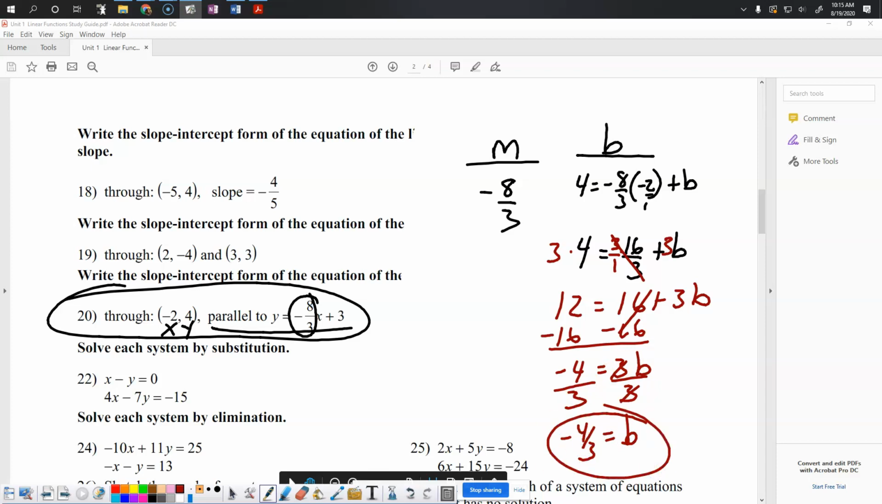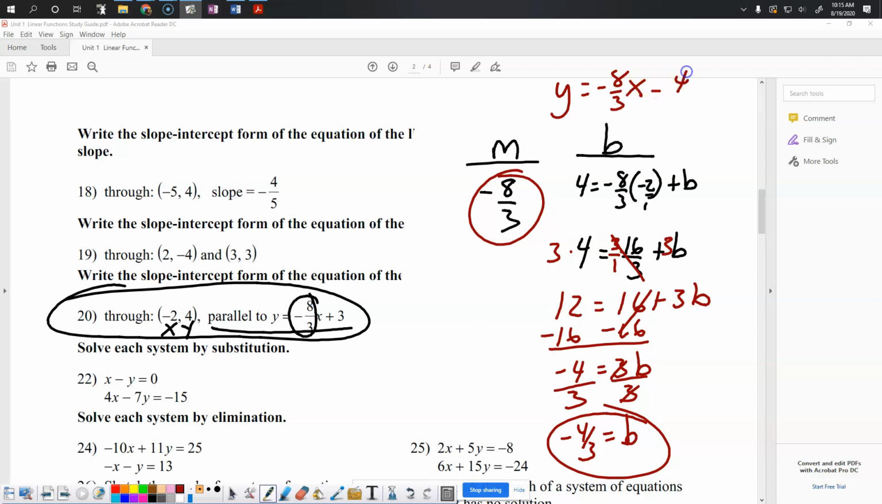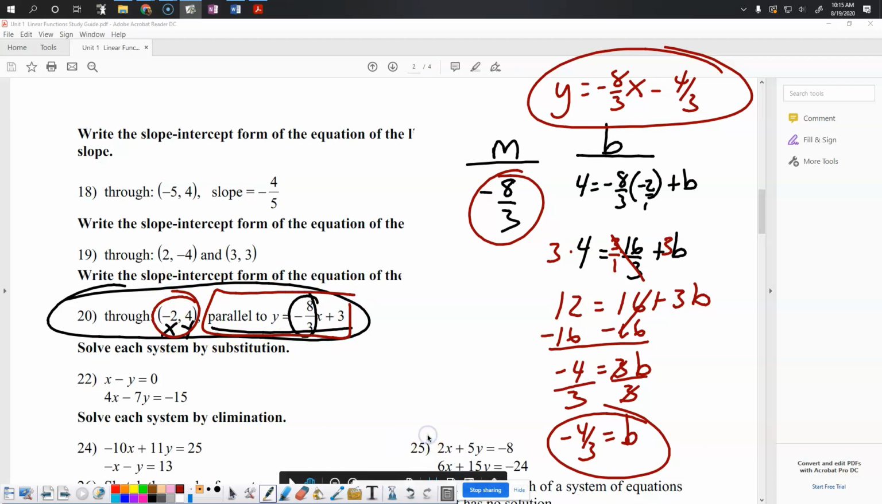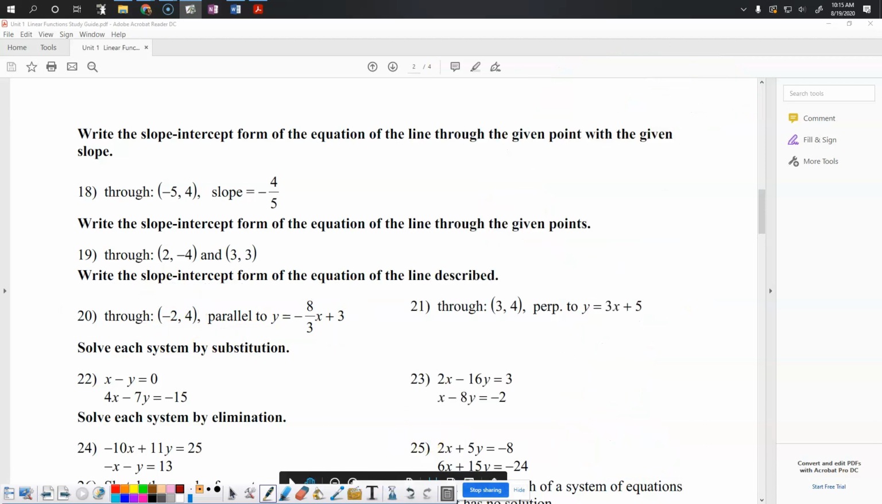So we have our b value, we have our m value, and therefore our final answer will be that. That is the equation of the line that would be parallel to this one because they have the same slope, but it goes through this point. All right. Same thing with the next problem.